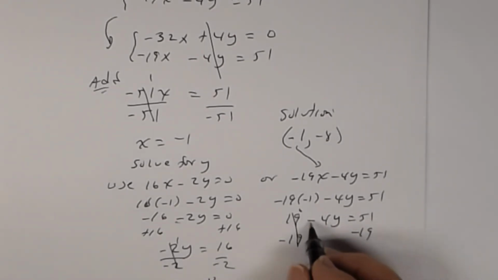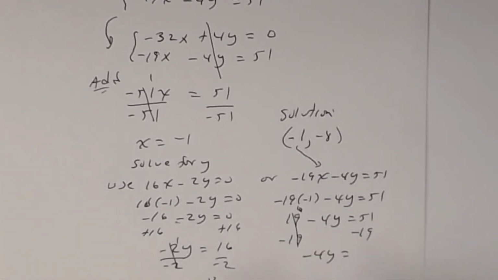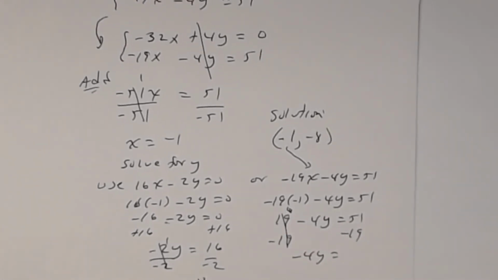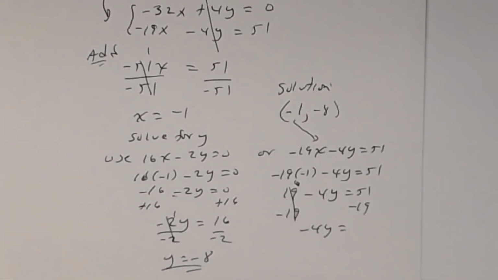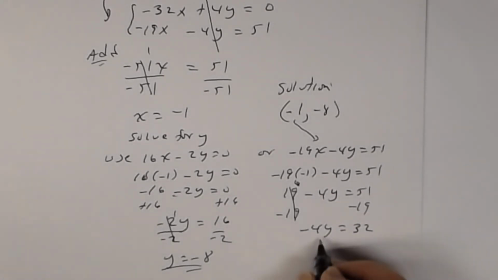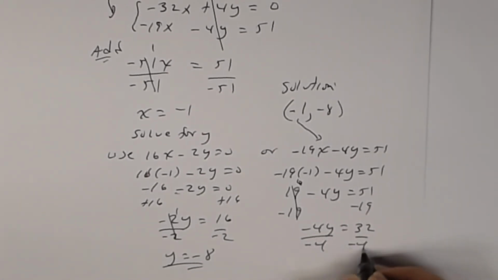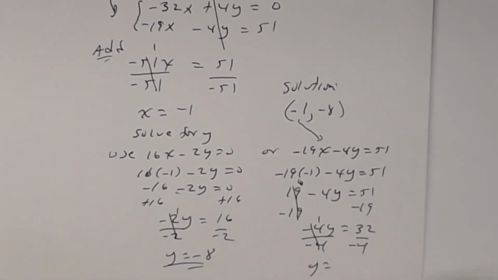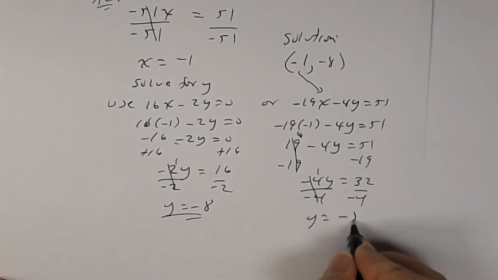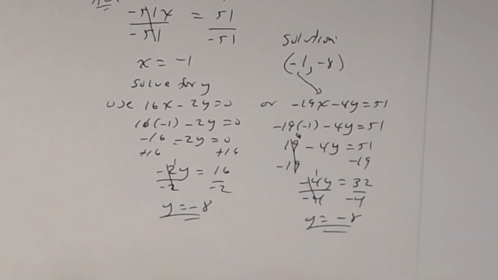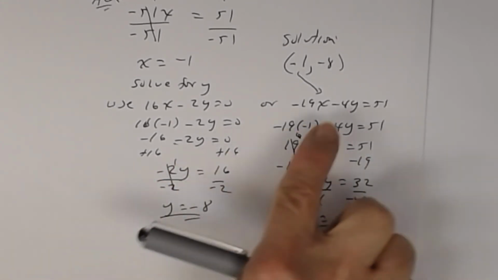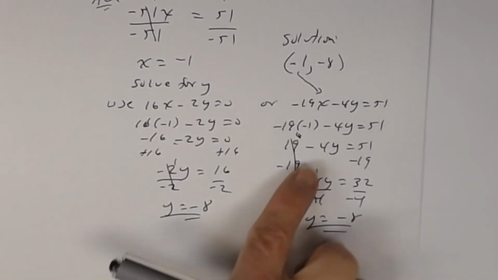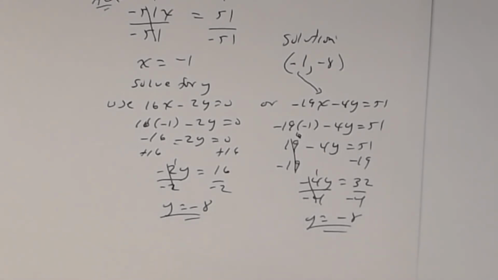Subtracting 19 from both sides. Be careful. This is a negative 4y, not 4y, so make sure you're careful. And then 51 minus 19 gives us 32. Positive 32, right? And divide both sides by negative 4. And I get y to be 32 divided by negative 4, which is a negative 8. And that's what we said it was supposed to be. So it doesn't matter which of those two equations you use. You get the same answer.